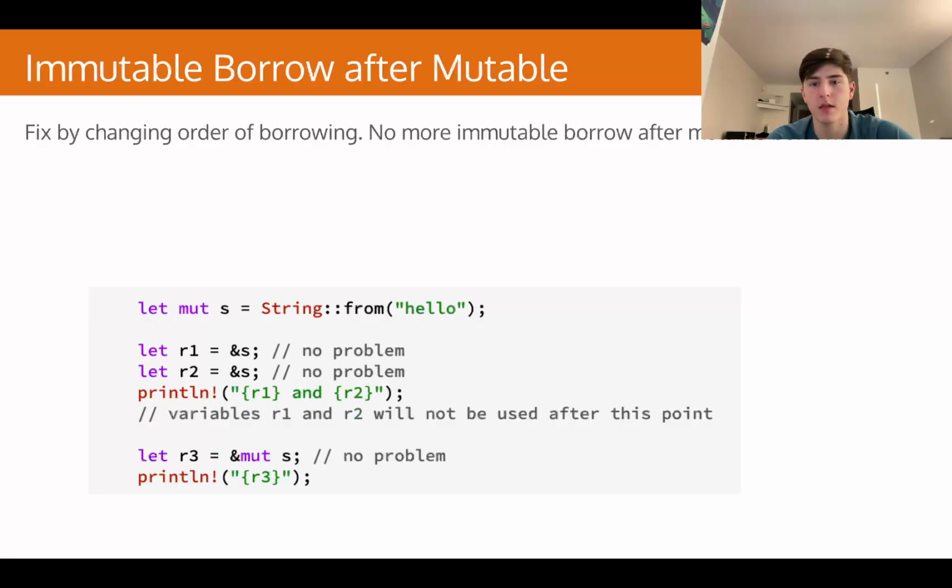So to fix it, you can change the order of how you borrow it. Here, you can print R1 and R2, then stop using them, and then declare another borrow, and then use that one. This way, these two references do not interfere with the mutable reference.